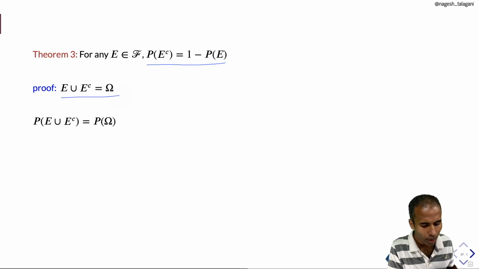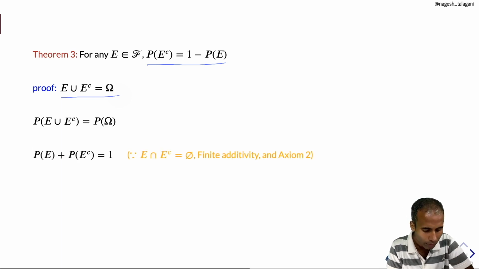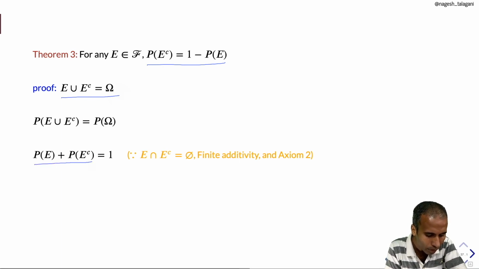So if we take probability both sides, probability of E union E complement equal to probability of omega. Now E and E complement are mutually exclusive, so I can apply finite additivity on the left hand side, and the probability of omega equal to 1 from axiom 2. So if you do that, probability of E union E complement, I can write probability of E plus probability of E complement, and probability of omega we can write 1 from axiom 2.